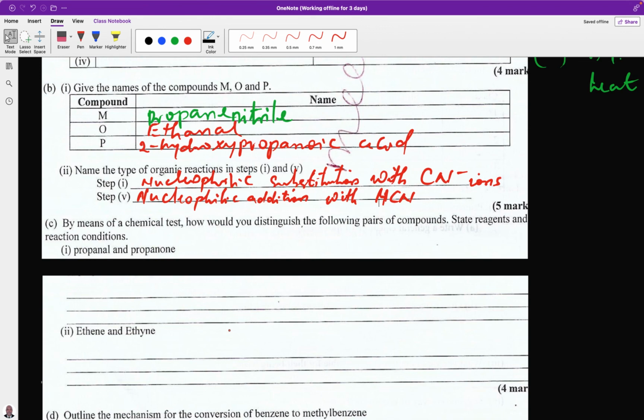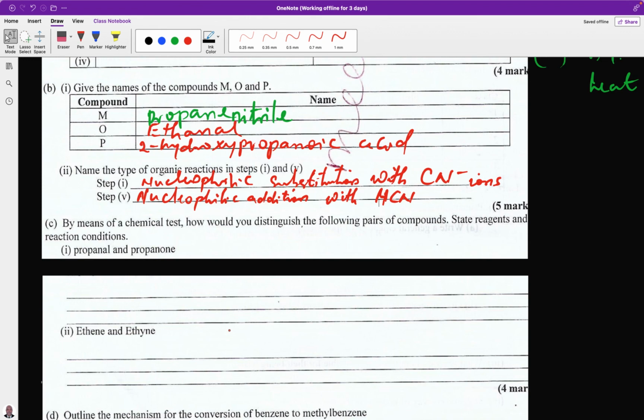Now, the C part of it tells us, by means of a chemical test, how would you distinguish the following pairs of compounds? State reagent and the reaction conditions. You know that these are all carbonyl compounds. Propanal and propanone all have the carbonyl group. If you have been watching our previous video, you will see how we can identify that a compound is a carbonyl compound. There's a reagent we usually use for that. Then there's another reagent we will use to differentiate between the different classes of carbonyl compound.